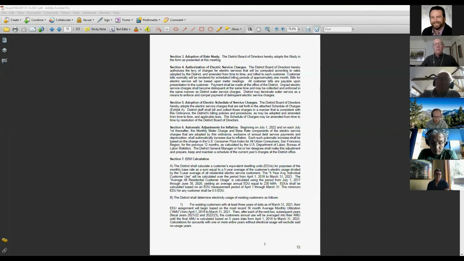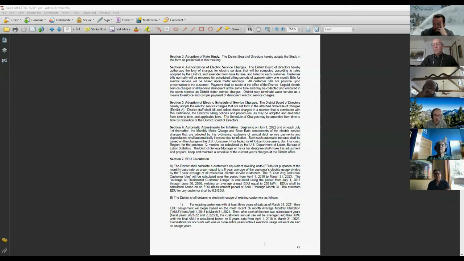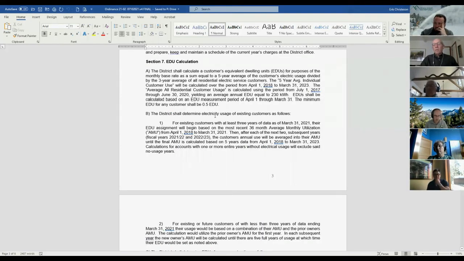Okay, well, here are the main elements as I see it right now. We have a base rate of $119 per month per EDU, and a usage rate of 22 cents per kilowatt hour. The EDU for existing homeowners is calculated based on 3-year average monthly usage, 2017-18, 18-19, 19-20, where a year is defined as April 1st to March 31st. Right now, a change in ownership would be influenced by the prior owner's EDU for year 1 only. After that, it would become the new owner's usage, and that would average in over a period of 3 years.